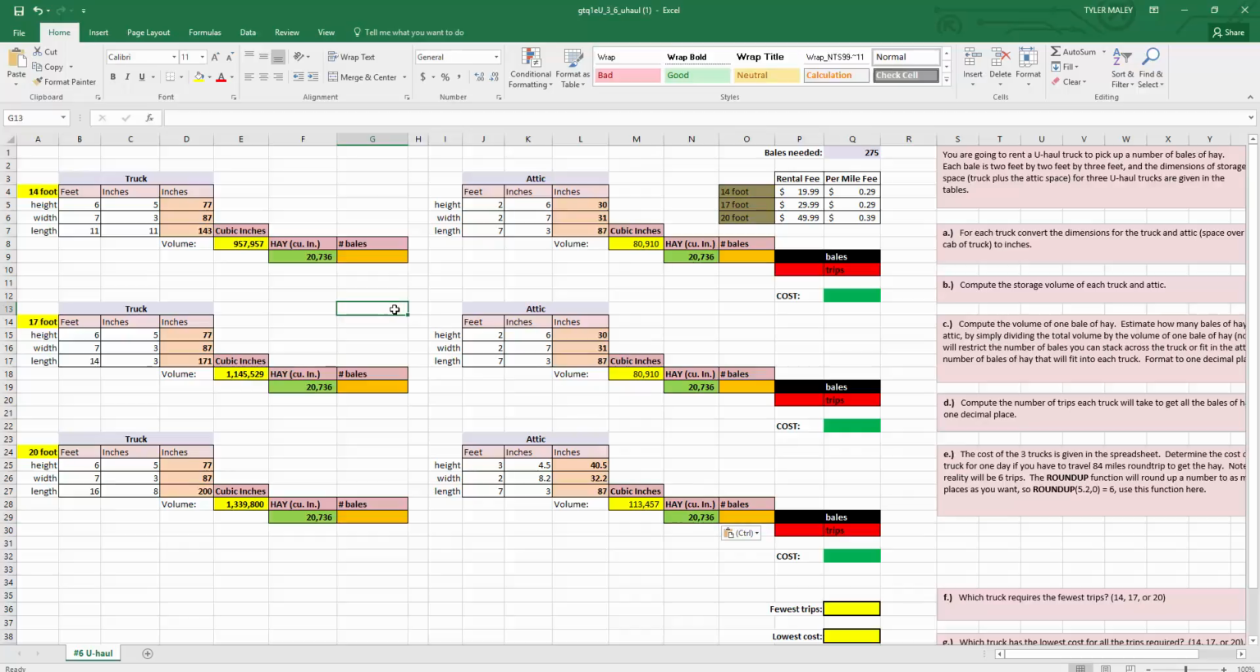Right. So in other words, this is how much space I have in the truck, and this is how many cubic inches I need per bale, right? So to figure out the number of bales, I can take the number of cubic inches divided by the cubic inches per bale. So we could do that for each of these orange spots, right? We're taking the yellow cell dividing by the green in each spot, so the total cubic inches divided by the one bale of hay cubic inches.